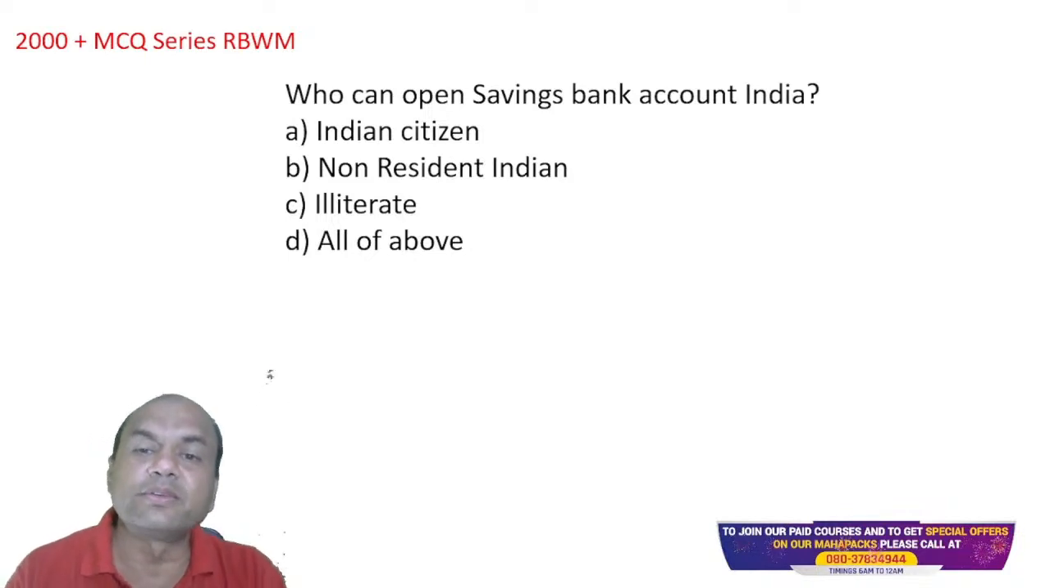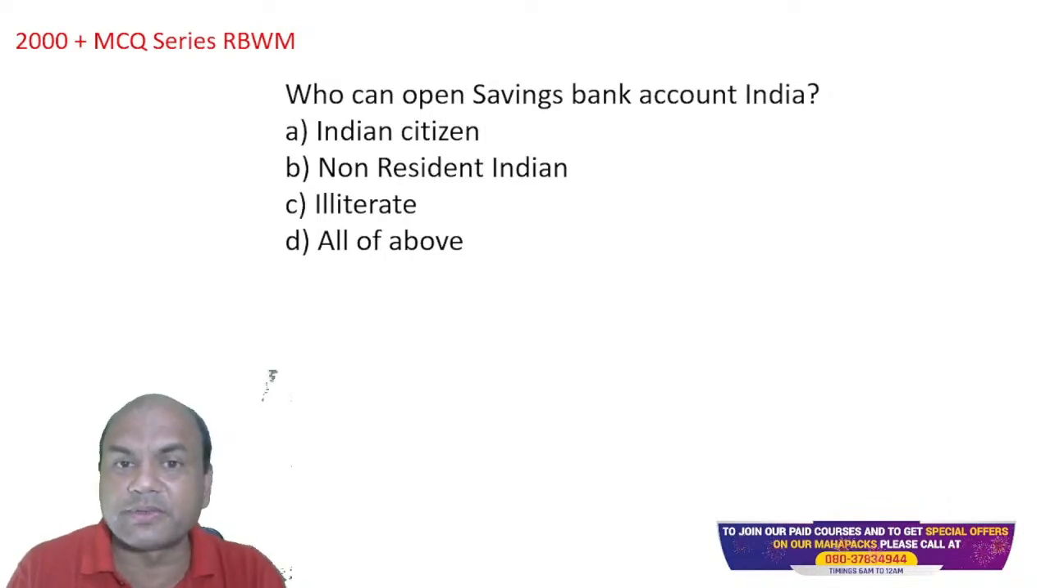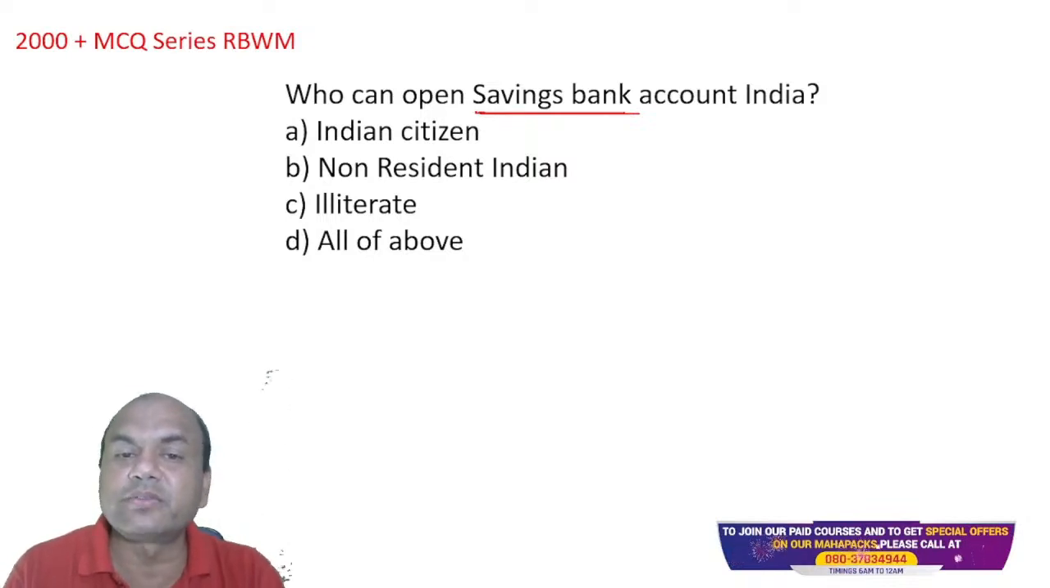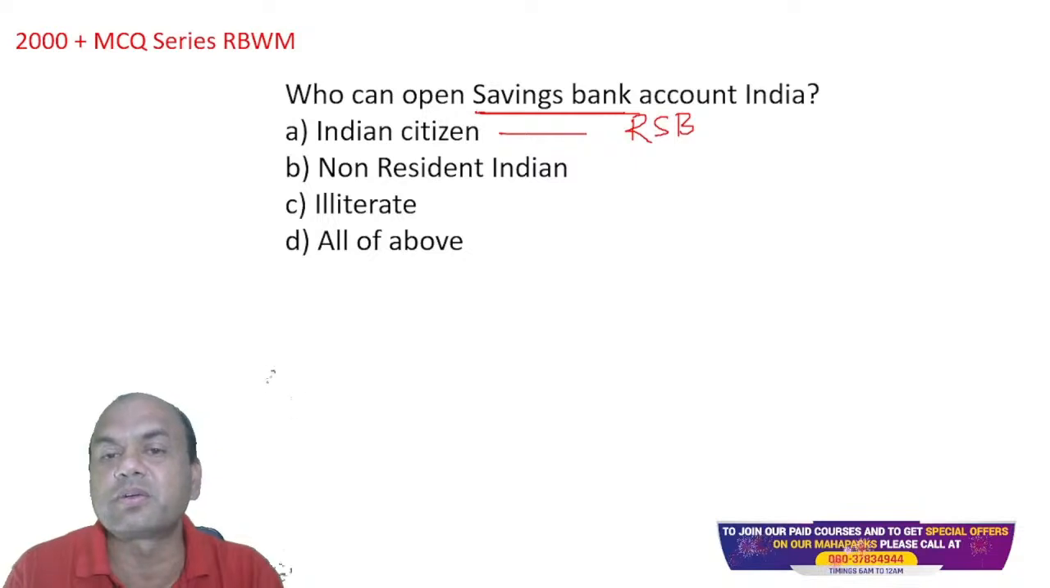Who can open the savings account in India? Indian citizen, NRI, illiterate, all of the above. Savings account can be opened by an Indian citizen. When the Indian citizen opens, it is called as what? Resident Savings Banks account, RSB. Resident Savings Banks account. Okay.